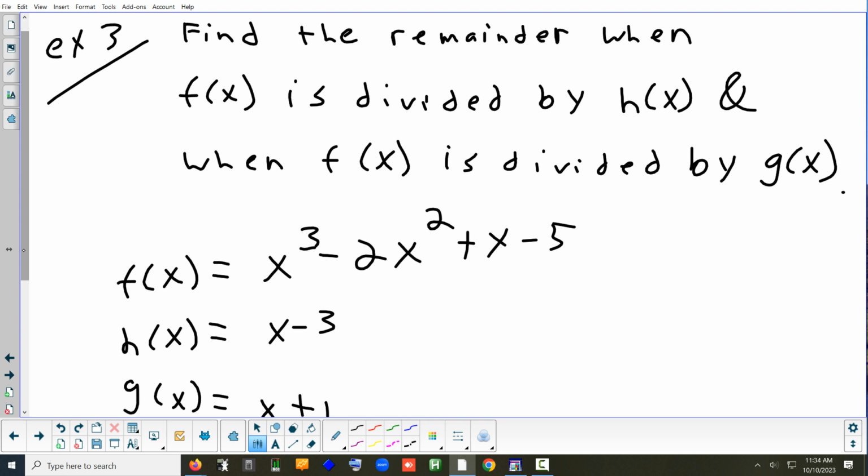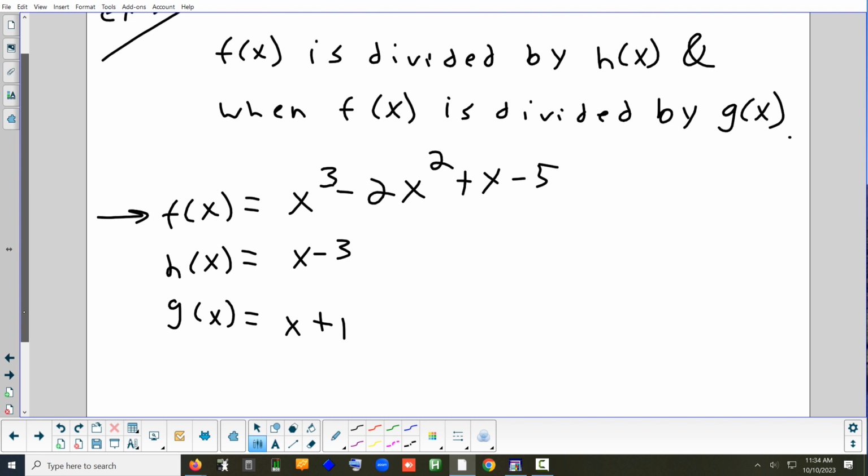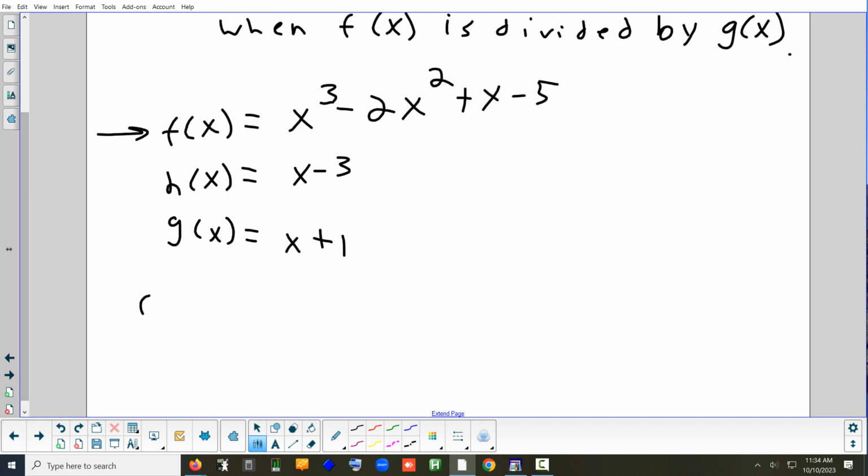Okay, so with both of these problems, we're going to find the remainder. Two separate problems. I am going to reuse the numerator, so this will be the numerator in both. One time I'm going to divide by x minus 3, and the other time I'm going to divide by x plus 1. And if you're already thinking, well, you said it had to be x minus a number, well, that could be x minus a number, and we'll talk about that when we get to it. Okay, so the first one is f of x divided by h of x.